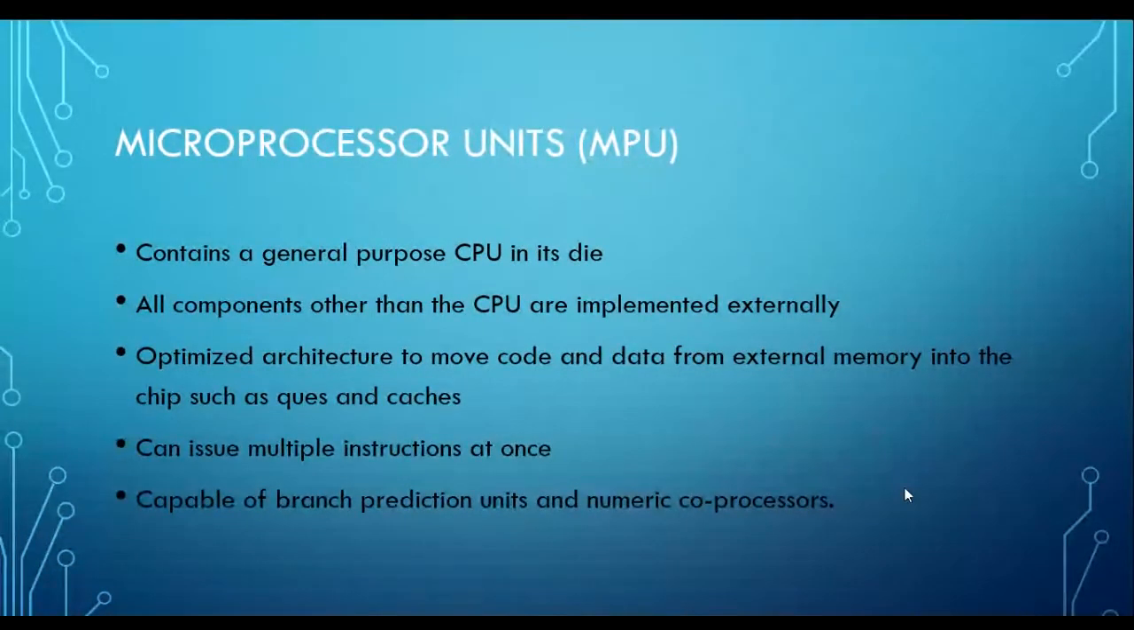Microprocessor contains... Okay, I think this is basically repetitive of whatever I've said. I'll just read it out for you. Processors contain a general purpose CPU in its die. It doesn't have memory inside the die. Die means it's the black color chip. See? So if you look at an Arduino Uno, whatever is inside the chip itself is considered a die. All right? So it can issue multiple instructions, capable of branch prediction and all this numeric processing. In short, microprocessor has higher computing capacity.